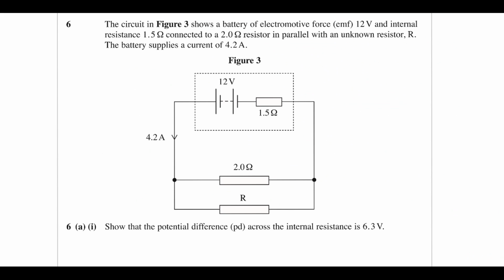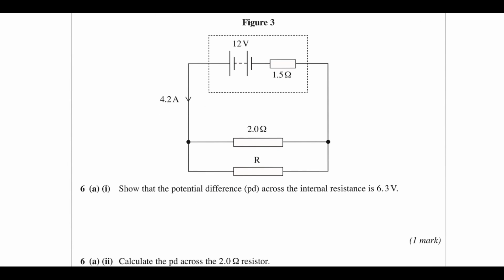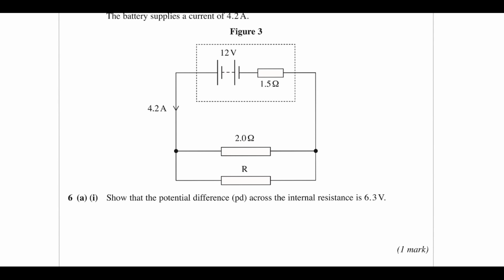So we've got a circuit showing a battery, and the electromotive force is 12 volts, and we've got internal resistance 1.5 ohms, and it's connected to a 2 ohm resistor in parallel with an unknown resistor R. The current is 4.2 amps. Show that the potential difference across the internal resistance is 6.3 volts. So that's fairly easy. We're just going to use Ohm's law. So we know the current through the internal resistance is 4.2. We know its value is 1.5. And if we multiply those together, I'm guessing we get something near 6.3. We get exactly 6.3. Well, isn't that nice? So we're just using Ohm's law there, and the fact that the current through the internal resistance is the current through the battery.